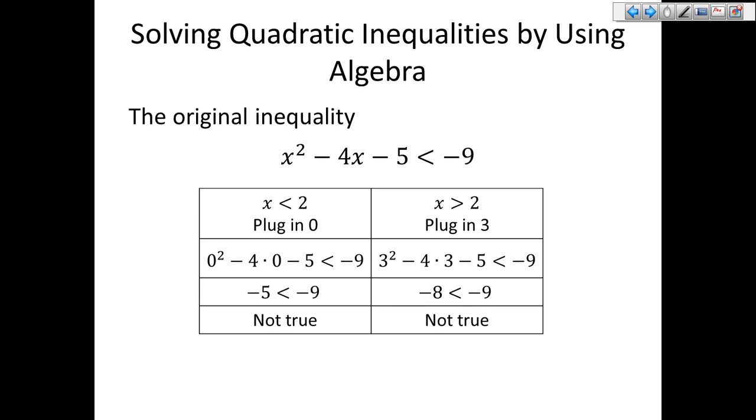So if I try a number before 2, 0, 0 is always a great number to try, it doesn't work. If I try a number after 2, like 3, it doesn't work. So no numbers that I can plug in will make this quadratic true.